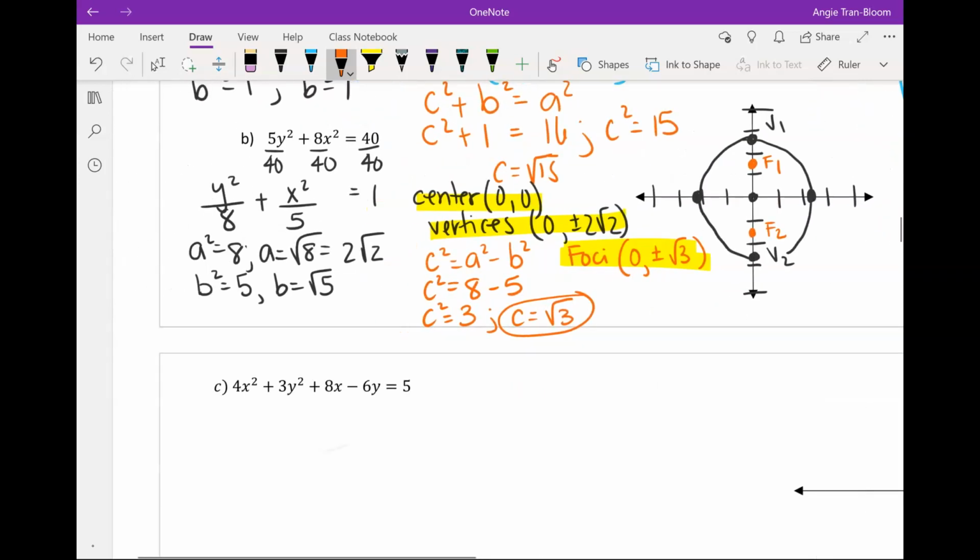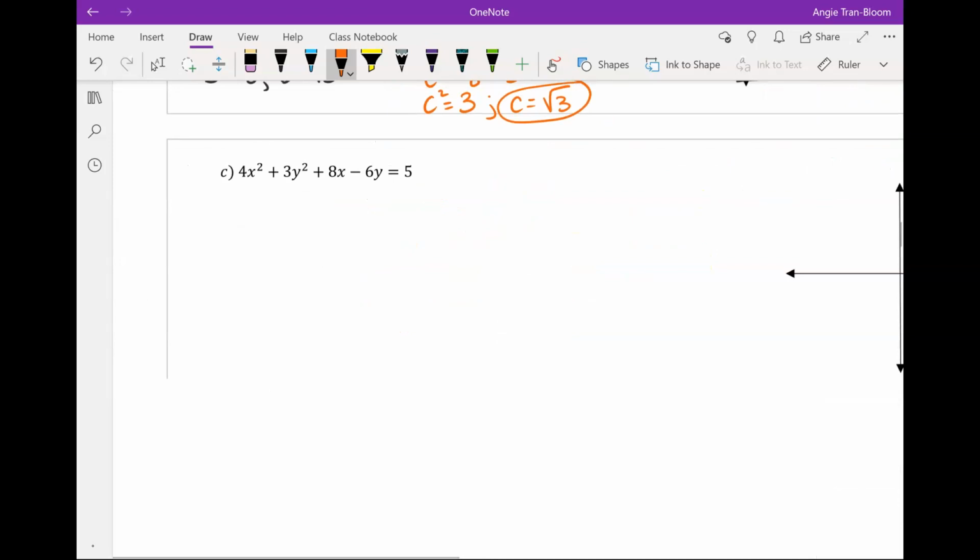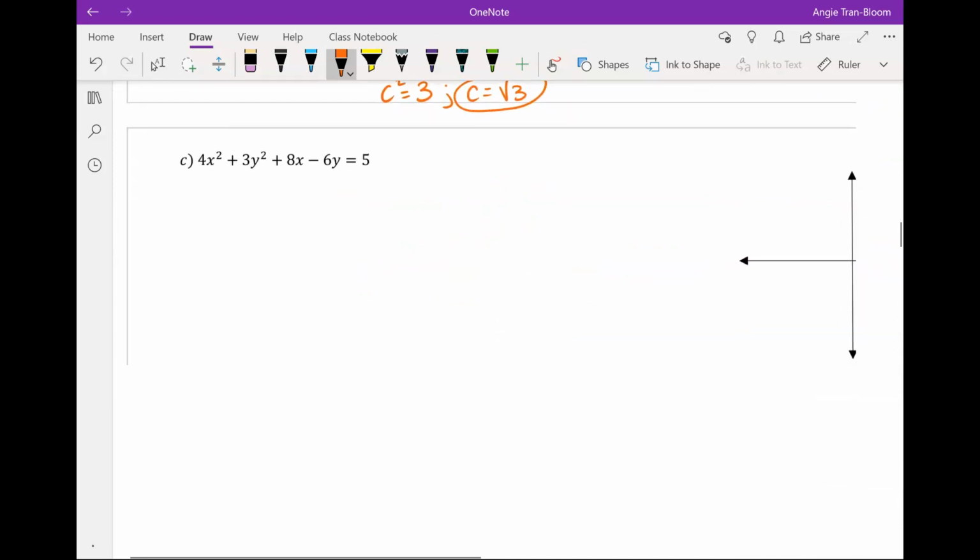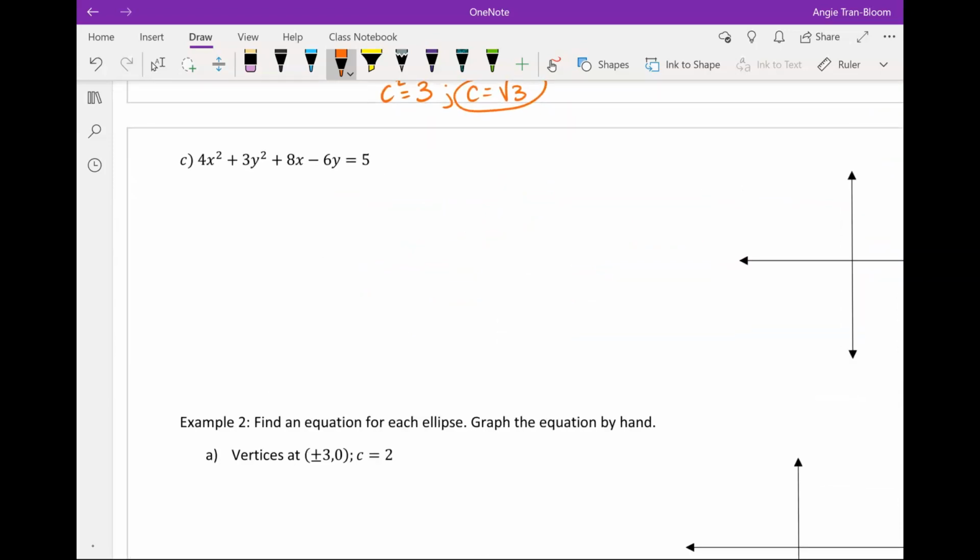C. What would you do on C? Complete the square. You're right. Before you complete the square, what should you do? X squared and y squared together. Yep. Perfect. Well said. Okay, complete the square. Make sure you bring all the x's together, all the y's together.